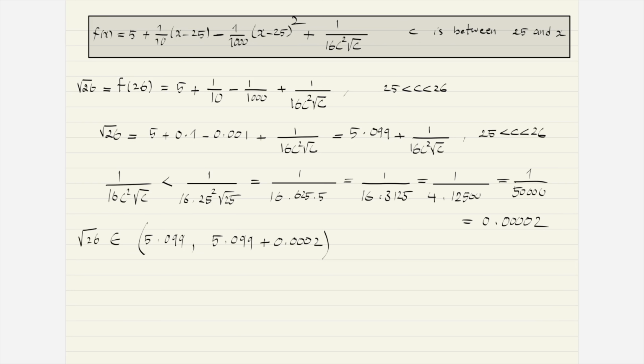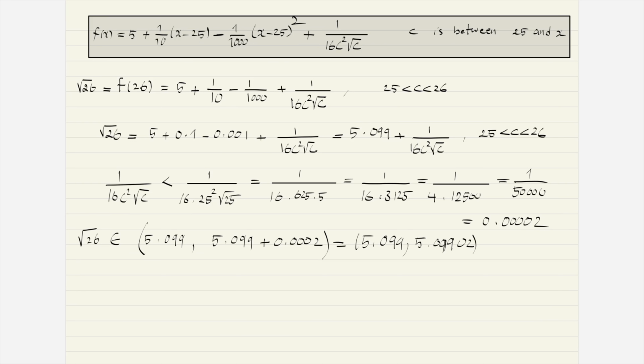Which can be written, of course, as 5.099 and that number will be 5.09902. Oh, this is 9. So this is the interval that I am certain about, that the square root of 26 lies in.